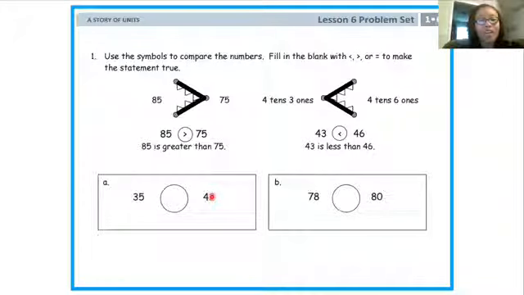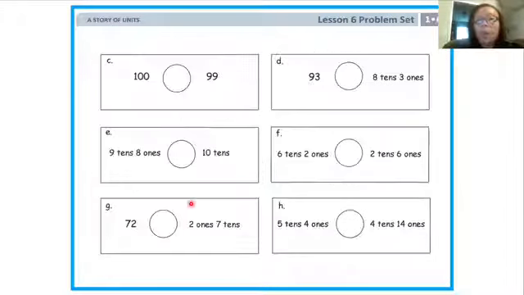So the alligator's mouth, is it going to open up to the 3, the smaller number? Or does it want to eat the 4, the larger number? I hope you said that 4. You're going to use that less than sign to show that 35 is less than 42. Don't be intimidated by the rest of your problem sets because they're exactly the same, but they try to trick you. They try to trick you here.